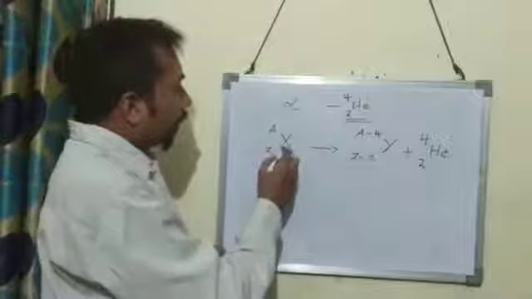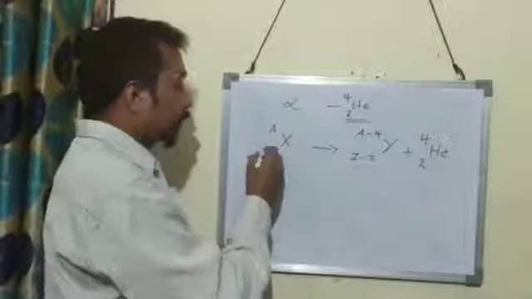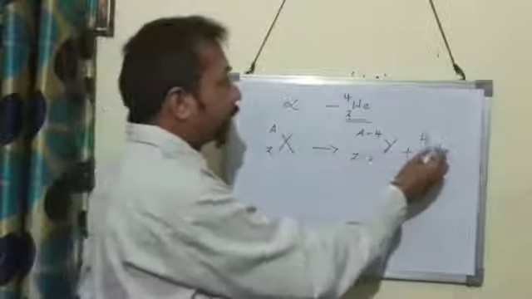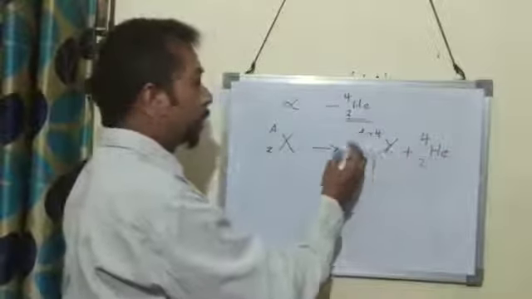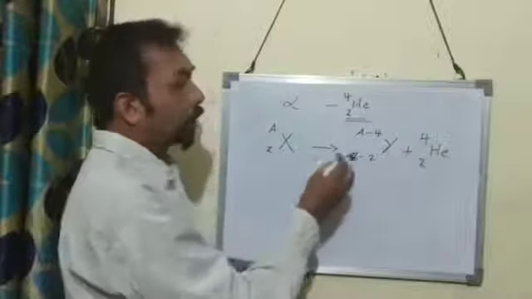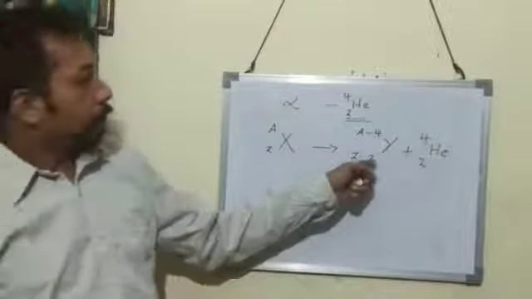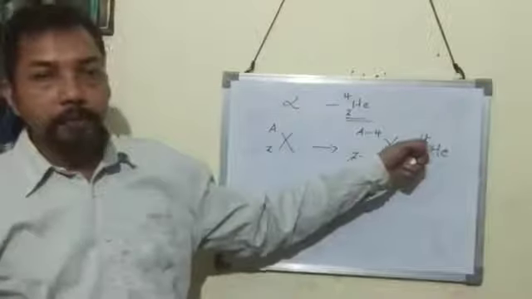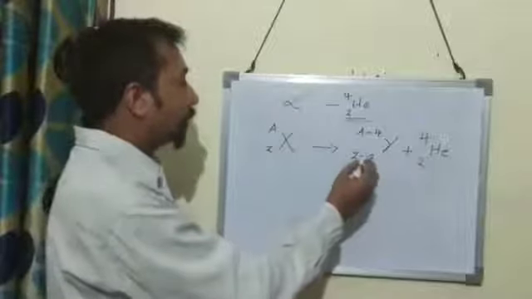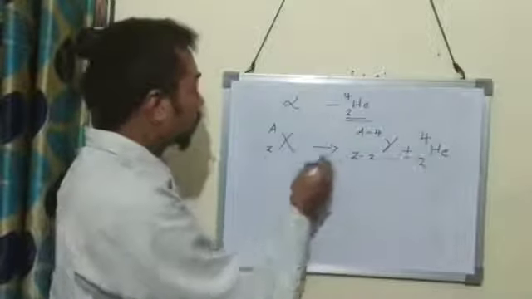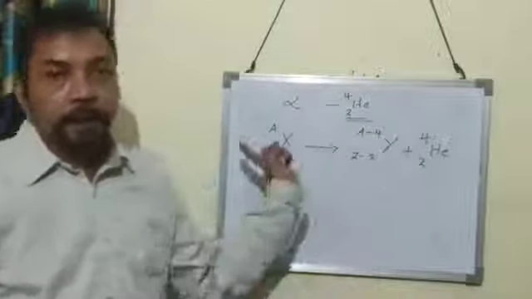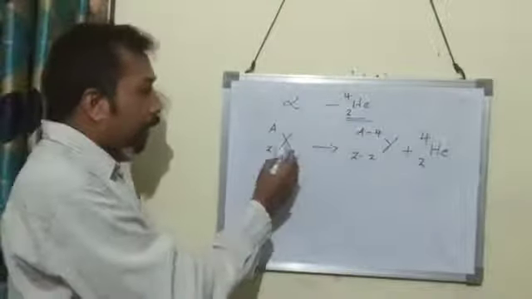X is an element whose atomic number is Z and mass number is A. It gives out an alpha particle, which is the same as a helium nucleus. So the atomic number decreases by 2 and the mass number decreases by 4. Now you can see that both sides are balanced. Z minus 2 plus 2 is equal to Z. A minus 4 plus 4 is equal to A. This is the equation.